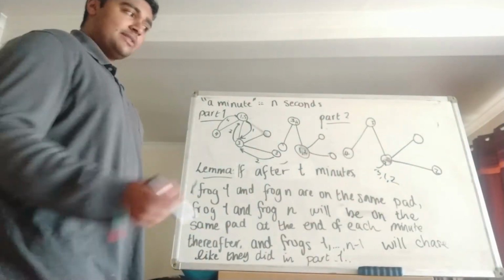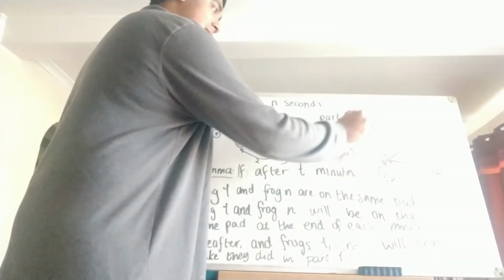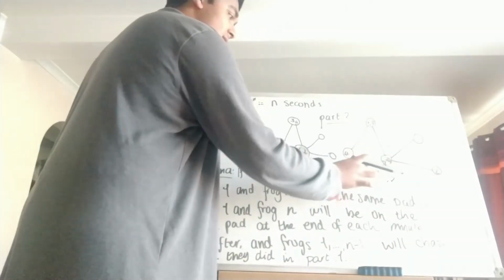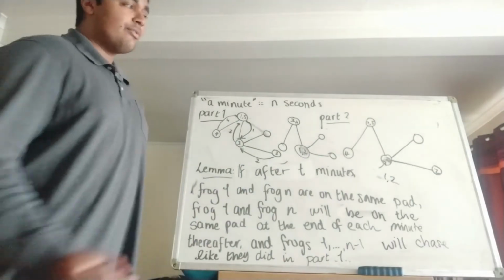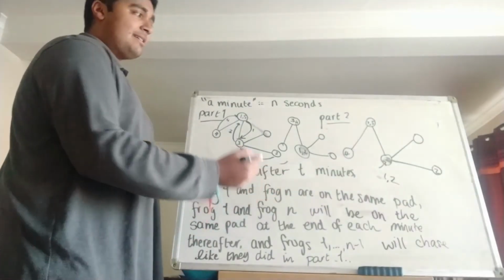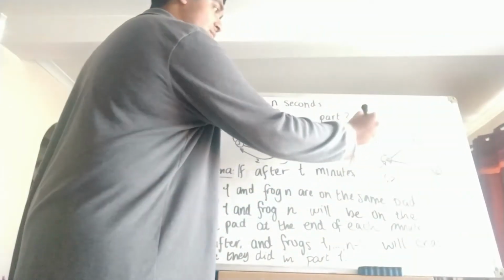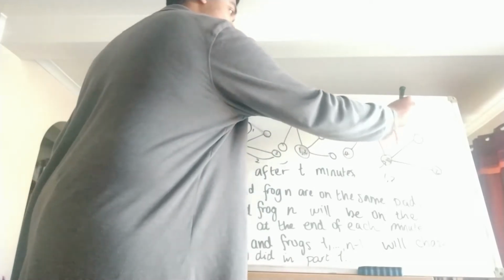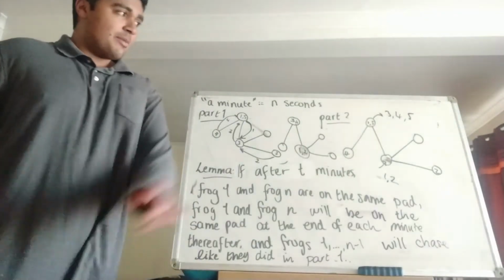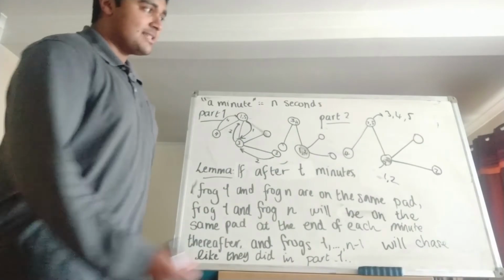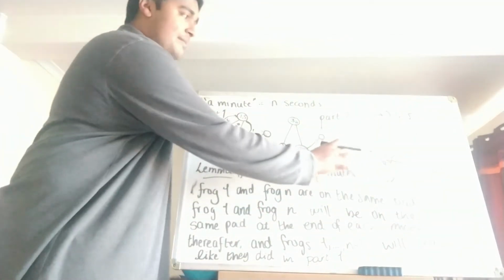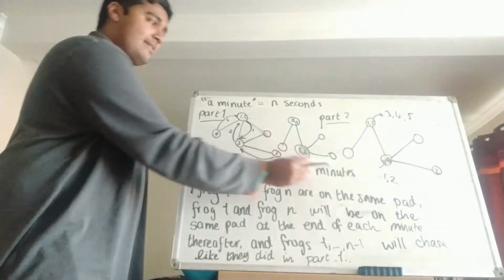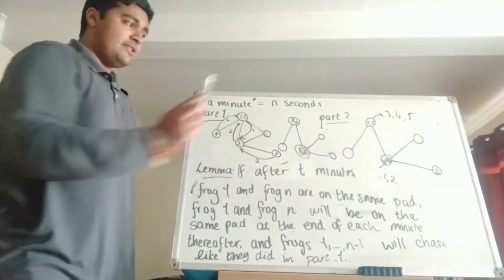Then frog 3 will chase frog 4, so frog 3 will jump to this lily pad here with 5. And then frog 4 will jump up to this lily pad here because it's chasing frog 5. So frog 4 will jump here, and this will be 3, 4, 5. And now remember, we don't really care about where 5 is, but notice apart from that, everything else is the same because we've got 3 and 4 on this vertex here, and 1 and 2 on this vertex here.